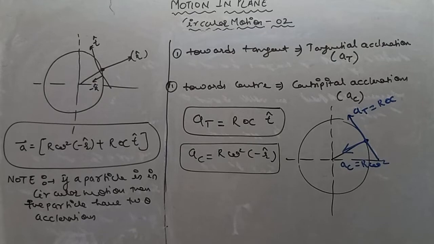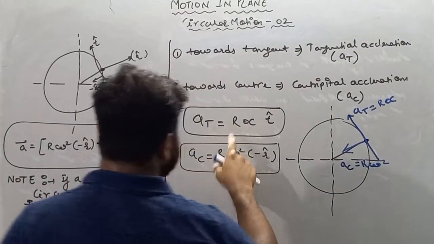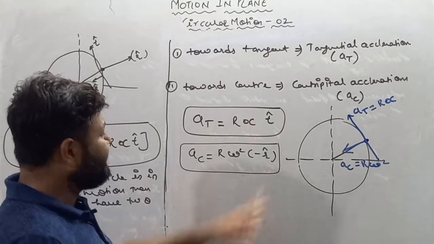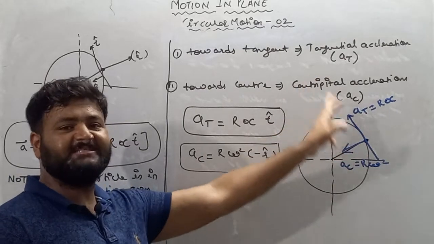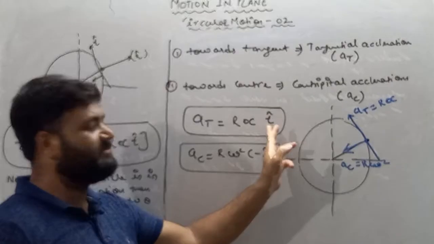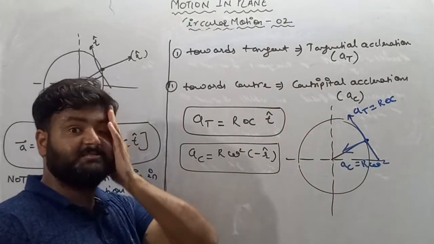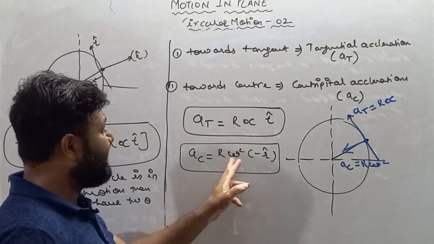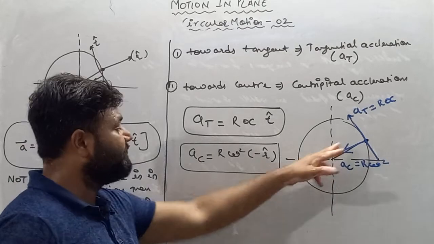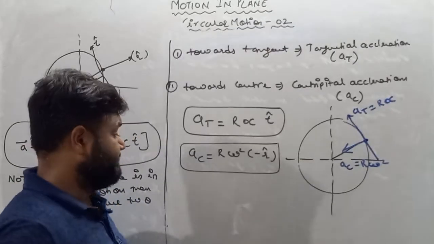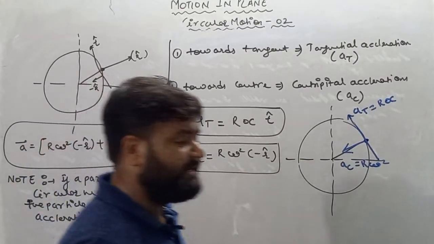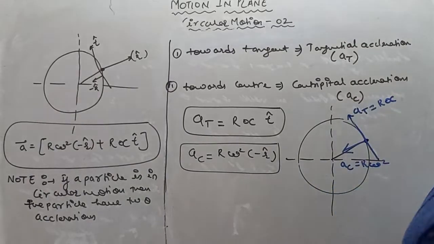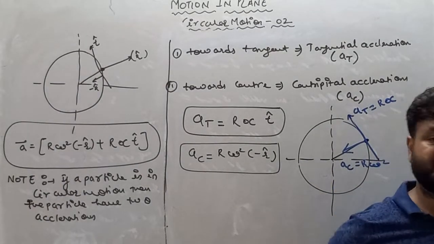Their values are, for tangential acceleration, r alpha. T cap is the direction of tangential acceleration, which says that the acceleration is towards tangent, and second is centripetal acceleration, it is r omega square and it is towards center. That's why the unit vector is minus r cap. I hope you all understand both the concepts.